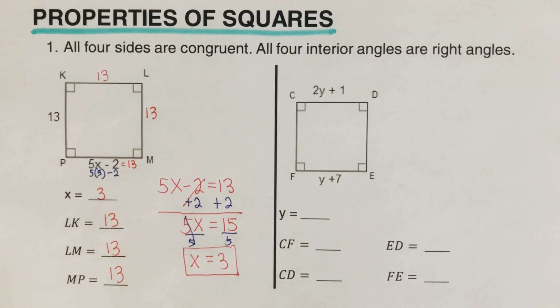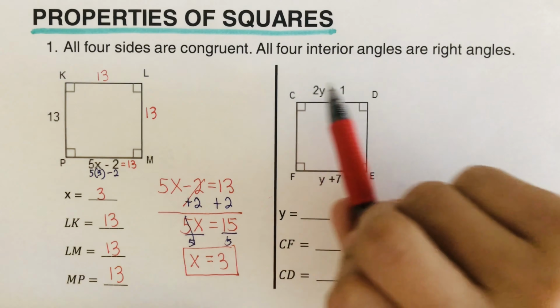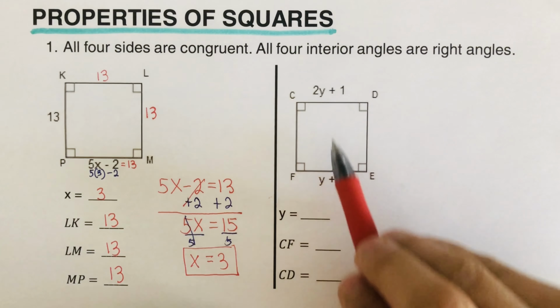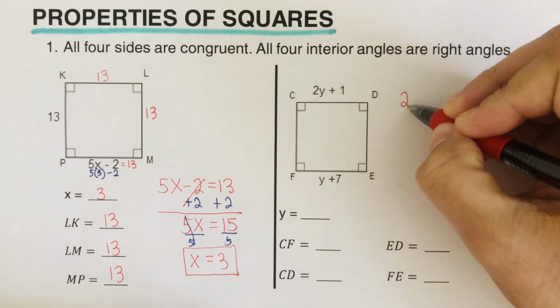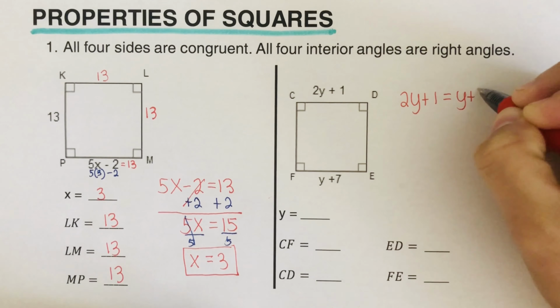Okay, so we go over the problem here. Let's see what you got. So again, each of the sides would be equal to each other. All four sides are congruent. So that means these two expressions that we have here are equal to each other. So that would be 2y plus 1 equals y plus 7.